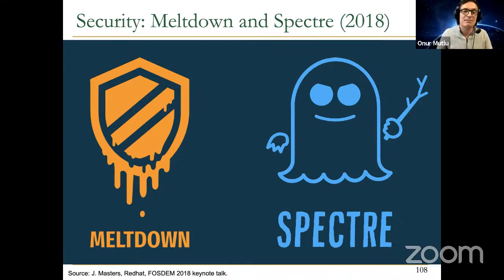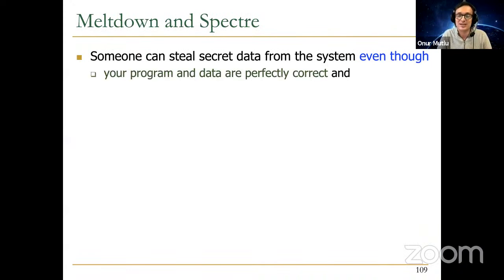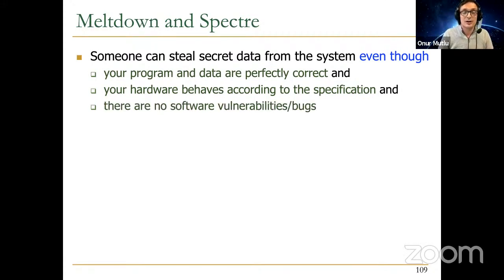Whereas Meltdown and Spectre is a microarchitectural level vulnerability where, because of the design of the microarchitecture, you can extract information that you're not supposed to have access to. So basically, someone can steal secret data from the system, even though your program and data are perfectly correct. Your hardware behaves according to the specification, which is not true in RowHammer, but it's true in Meltdown and Spectre. In RowHammer, hardware is not behaving according to the specification. The specification says you should not be able to induce bit flips in that sort of predictable manner. There are no software vulnerabilities and bugs. So why is this happening?